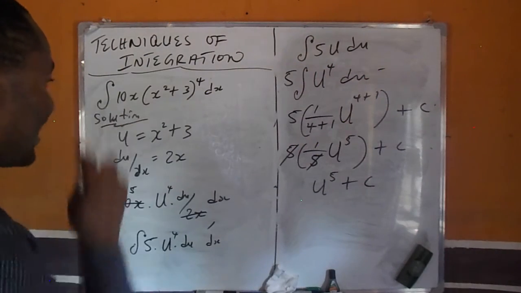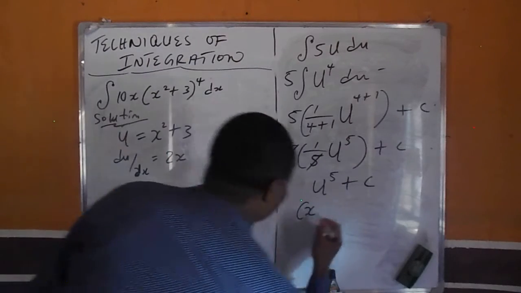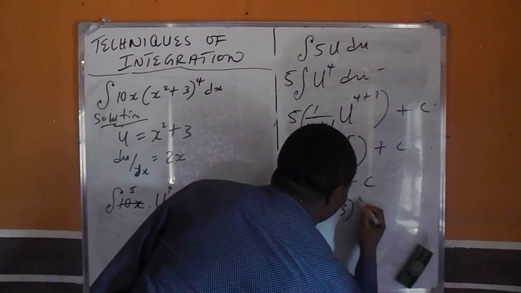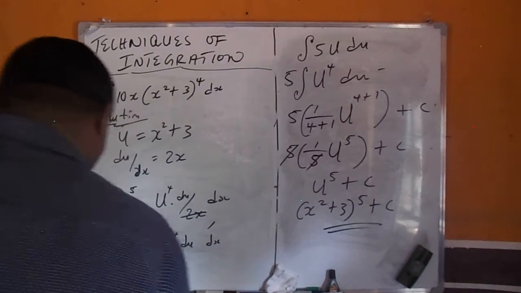Now, what is our u? Our u is x squared plus 3, then raised to power 5 plus c as our final answer.